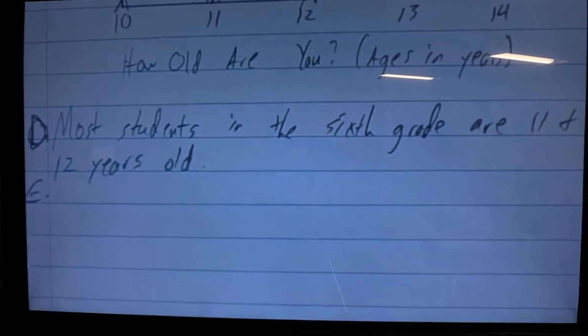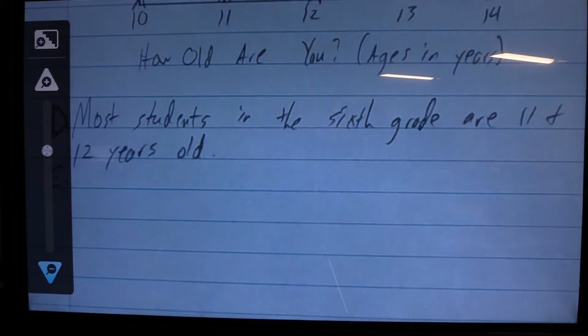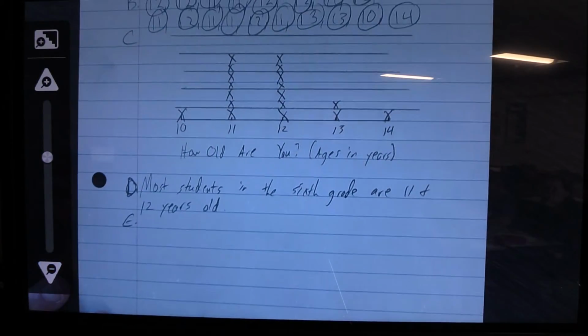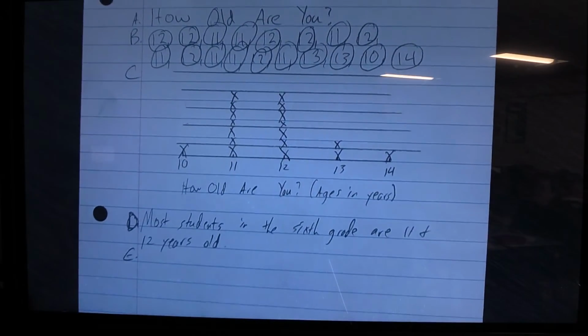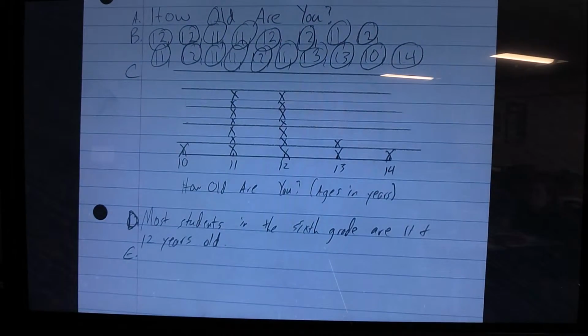Now we've also got another part, which is E, where we have to say what is something that we do not know just by looking at the data. One of the things that we don't know is who is which age. We don't know which kids are 10, which are 11, 12, 13, 14. We just know we have kids that are those ages. But I can't identify just by looking at that dot plot who is which age.